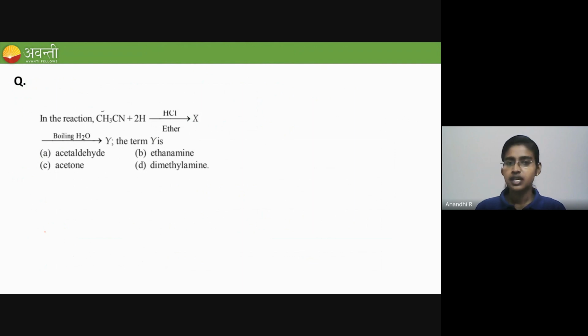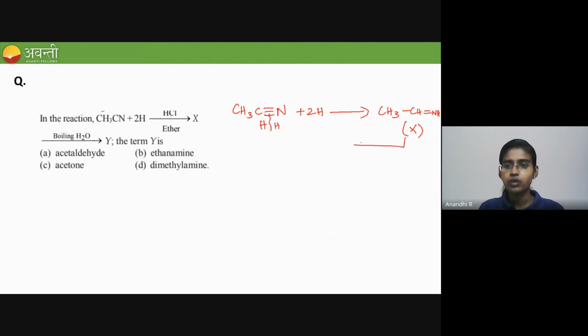In the reaction CH3CN plus 2 [H] in presence of HCl and ether gives X. And X on boiling with water forms Y. The Y is? So what is the name of this reaction? Actually, it is Stephen's reaction. So CH3, C triple bond N, with 2 hydrogen, we have to break the bond and add 2 hydrogen like this, and we get CH3CH=NH. This is compound X. Okay, and this compound X on treatment or boiling with H2O, it forms Y.